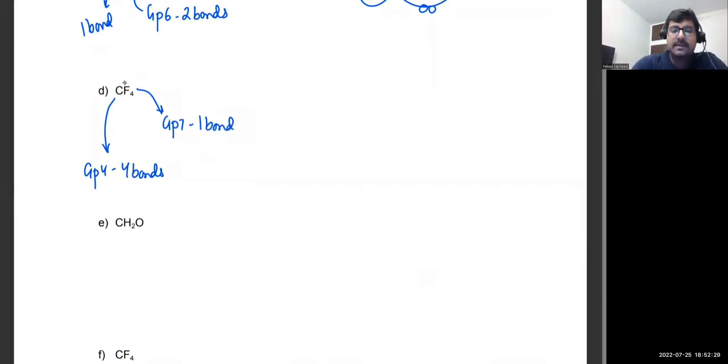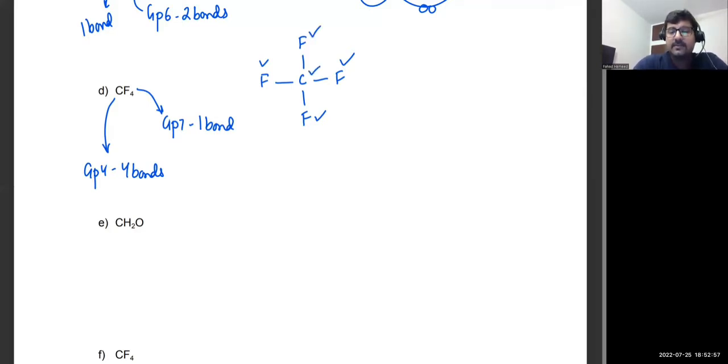So carbon is supposed to make 4 bonds. Fluorine makes only 1 bond. So carbon would make the remaining 3 bonds with other fluorine atoms. Fluorine makes 1 bond. Carbon makes the 3rd bond with another fluorine, and carbon makes a 4th bond with another fluorine. Okay, so carbon's 4 bonds are complete now.